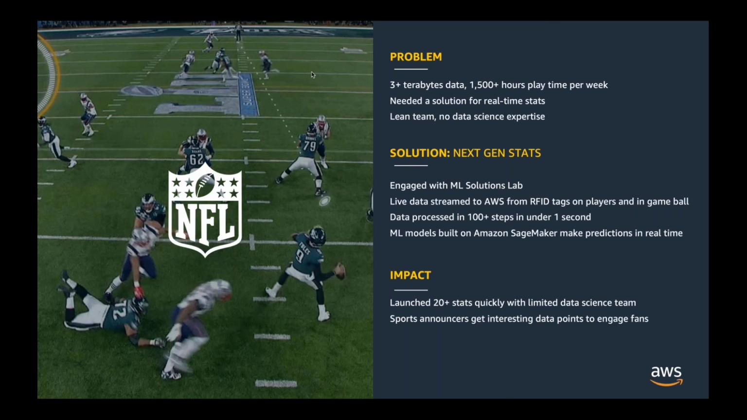One of the interesting ones over here is the probability of pass completion. It takes a look at a lot of that data, where all the players are, where the ball is, and it gives you stats on what's the probability that this pass will be completed. So some interesting use cases here with AWS.